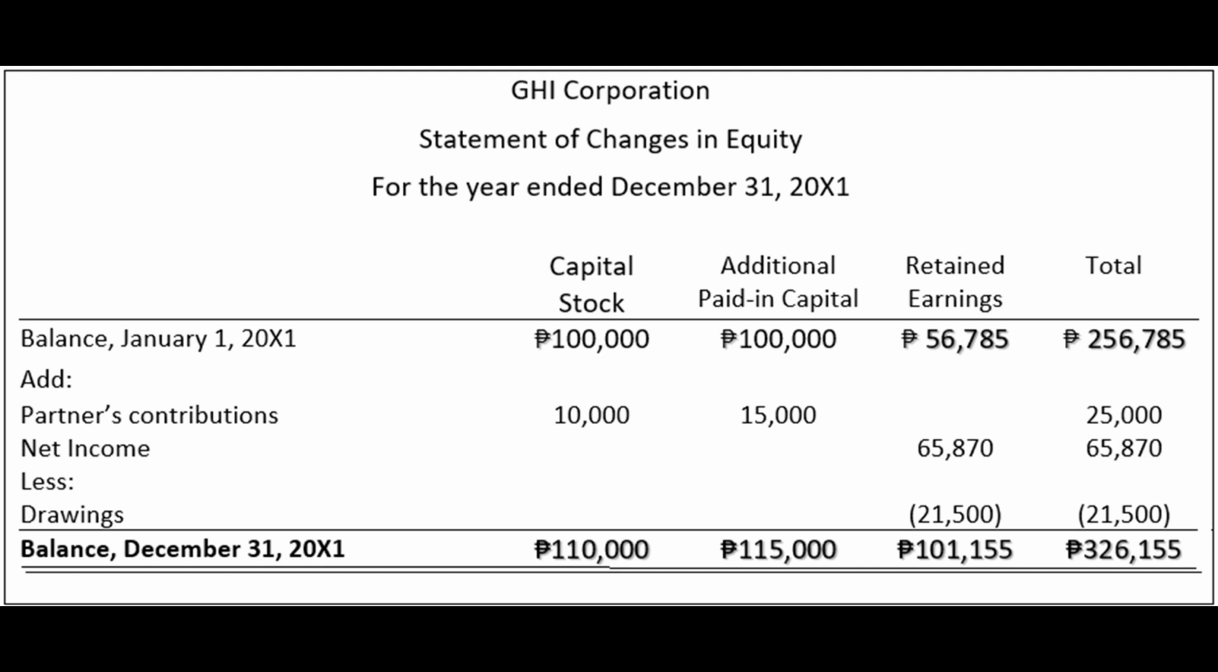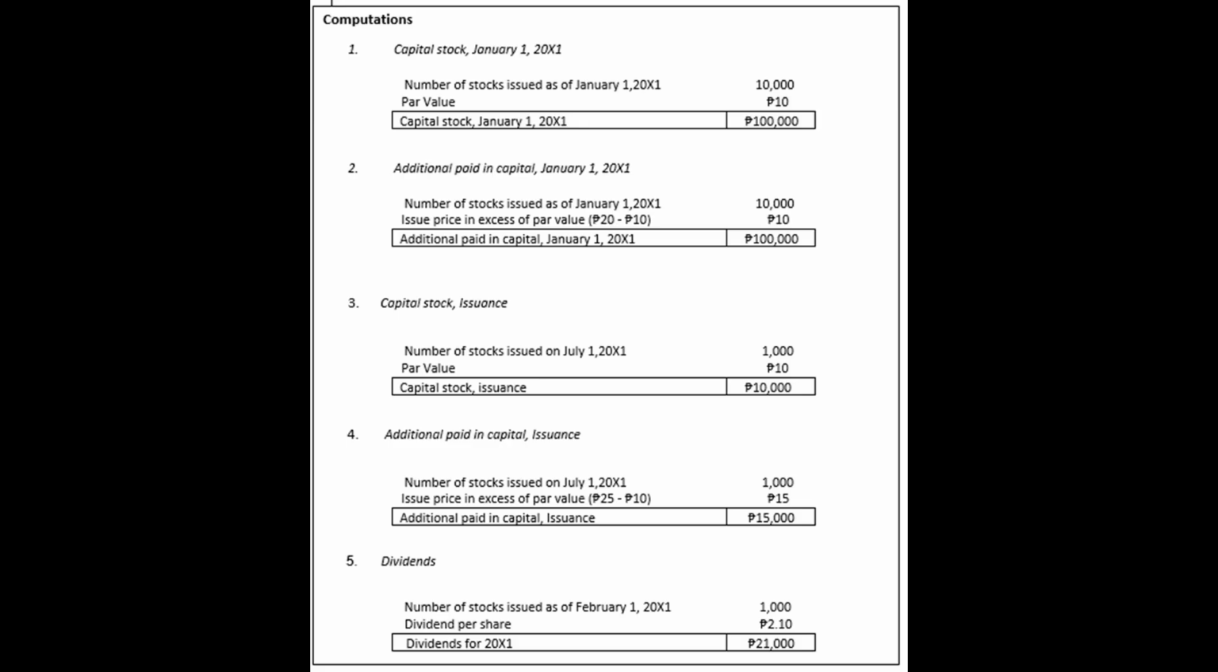Computation. Let's get the capital stock as of January 1, 20X1. Number of stocks issued as of January 1, 20X1 is 10,000 and the par value is 10 pesos. So 10,000 times 10 is equal to 100,000 pesos. To get the additional paid-in capital, number of stocks issued as of January 1, 20X1 is 10,000. Issue price in excess of par value: 20 pesos minus 10 pesos equals 10. So 10,000 times 10 is 100,000.